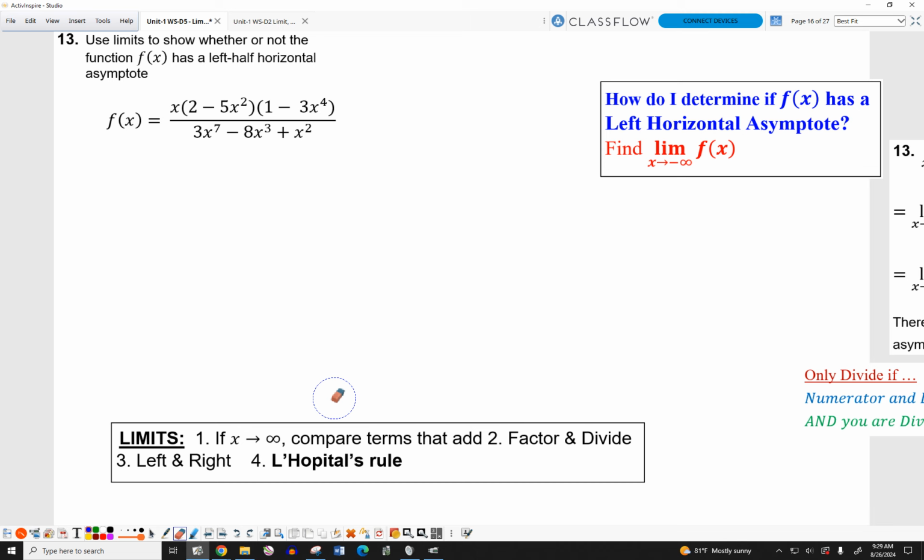Okay, so we got to find a limit. So you're going to write on your paper the limit as x approaches negative infinity of this formula called f. That's what we're trying to find so that we can determine whether the function has a left horizontal asymptote or not.